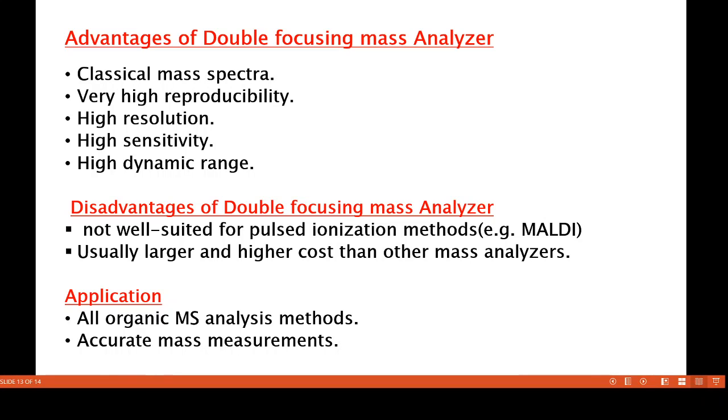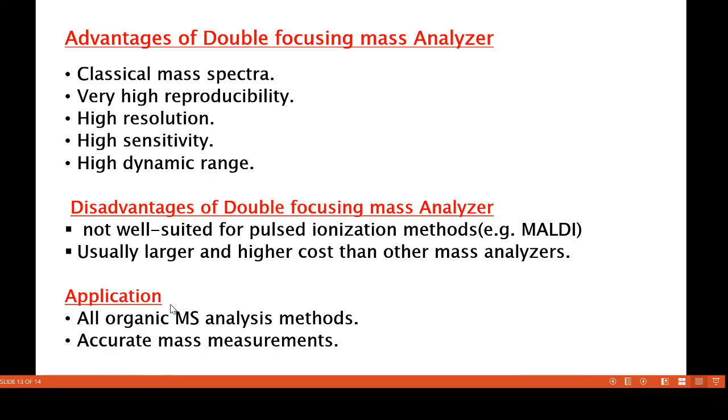Then disadvantages. It is not well suited for pulsed ionization methods. That means the MALDI technique. It is not suitable for the MALDI technique. We have seen for the MALDI technique which analyzer is used. TOF analyzers are used. Okay. Usually it is larger and heavier, and costs more than the other mass analyzers.